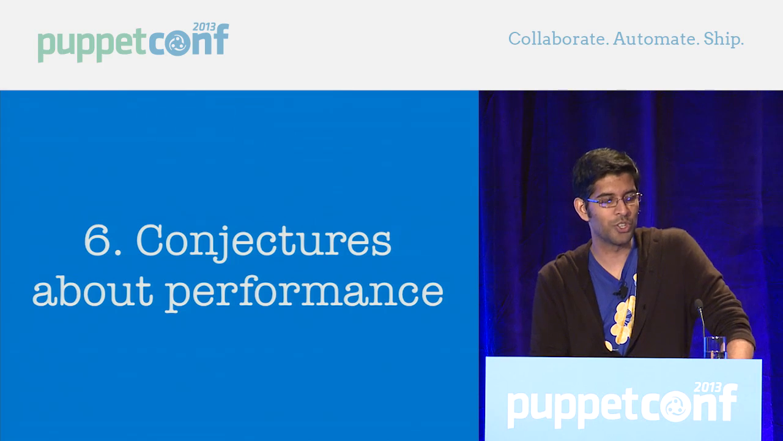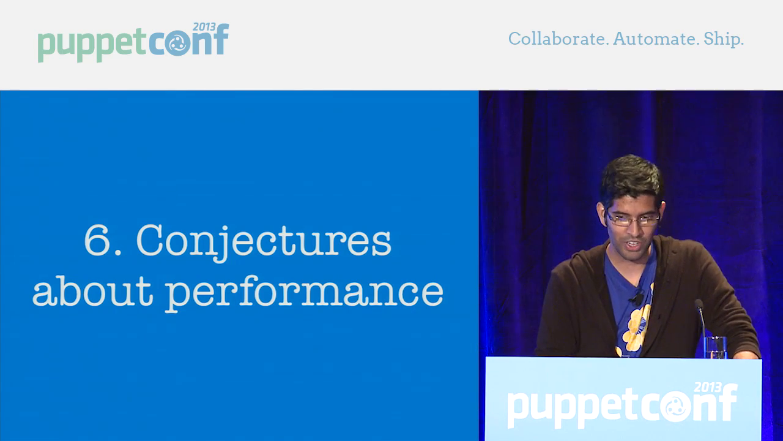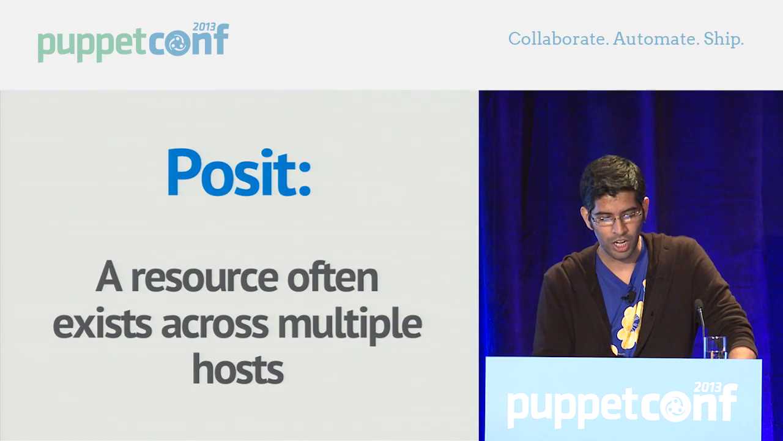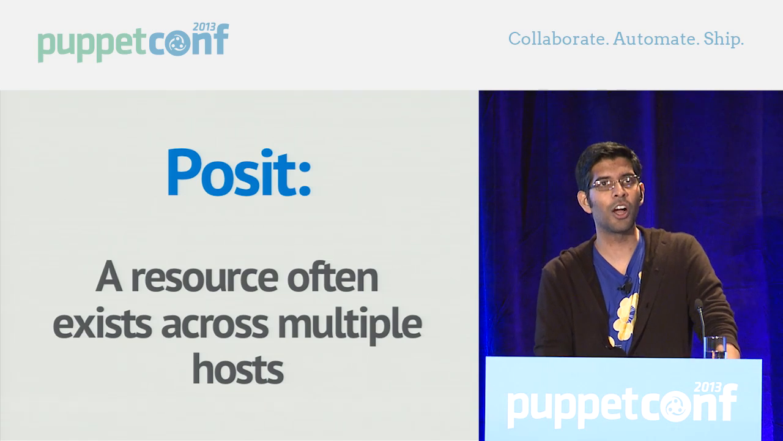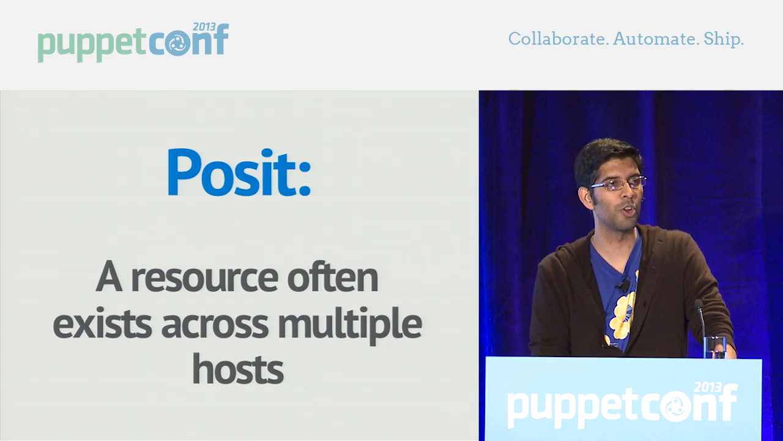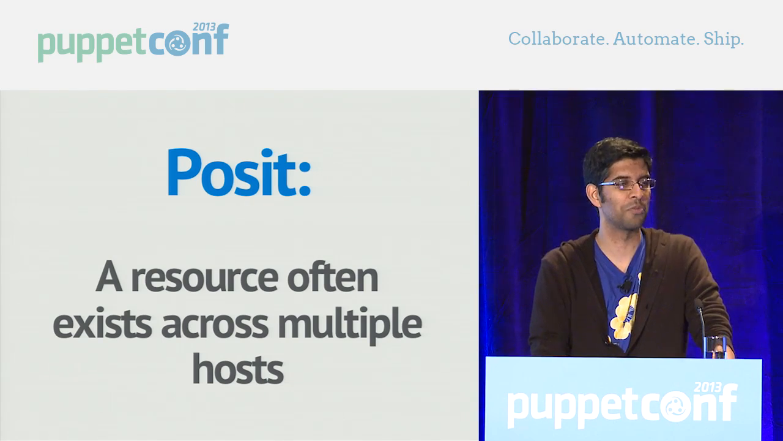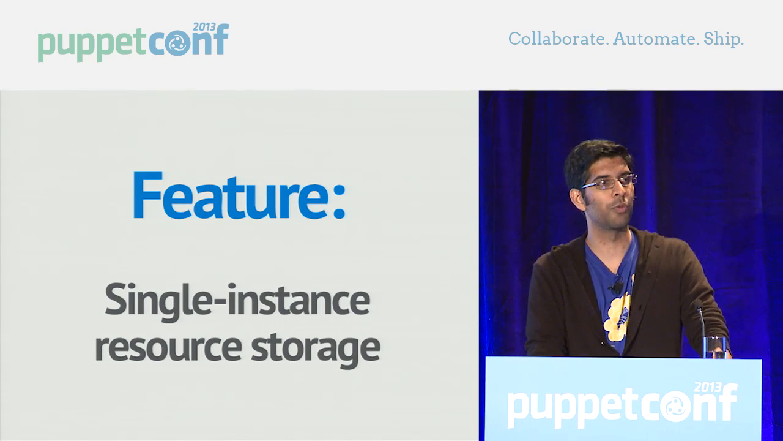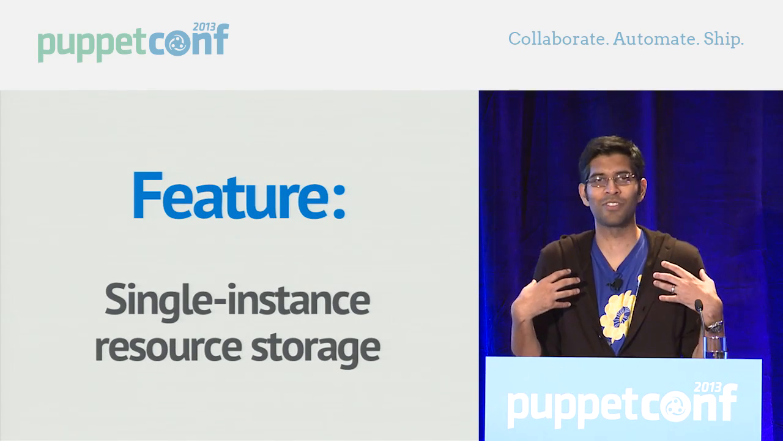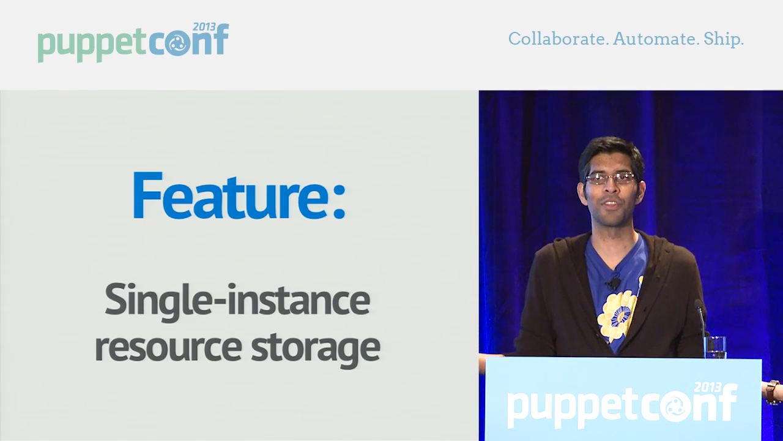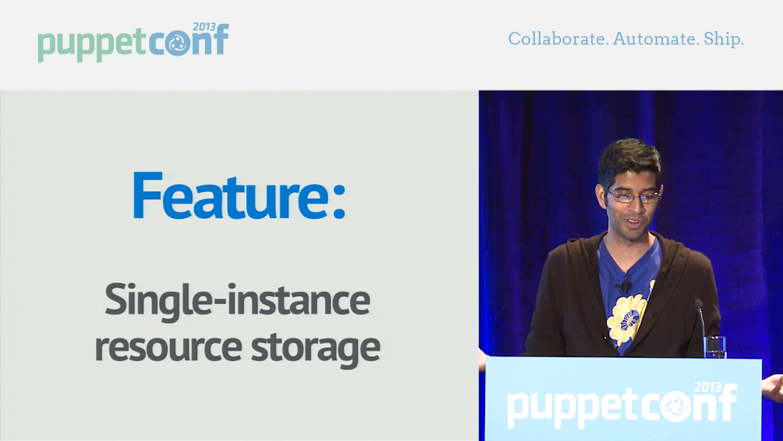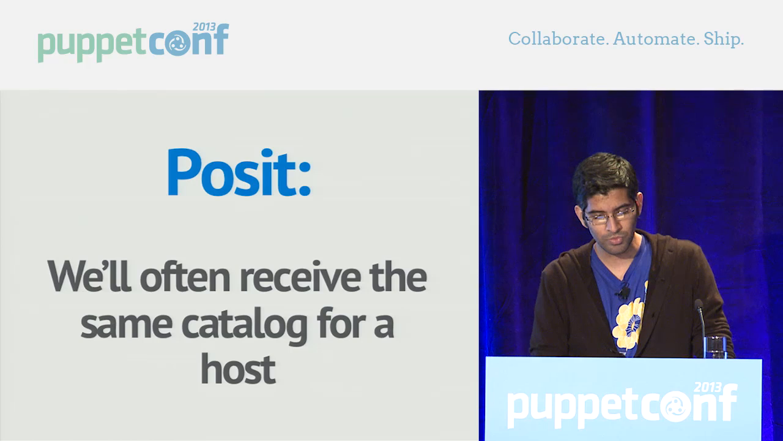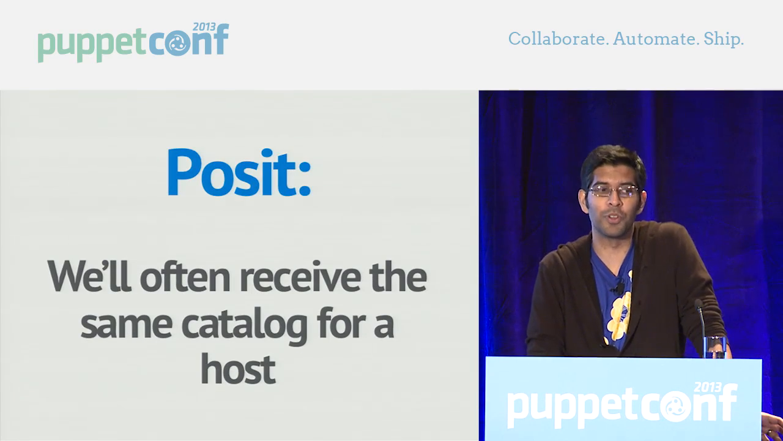I had a lot of conjectures about performance and some of the optimizations that I wanted to do. I had a theory that a resource often exists across multiple hosts. My user account probably doesn't exist on one system. It probably exists on a bunch of systems. So we implemented a feature where we'd only store that resource once. Because if it's the same resource across 1,000 nodes, why would I store it 1,000 times? That's 990 times stupid. And that was a useful assumption, I think.